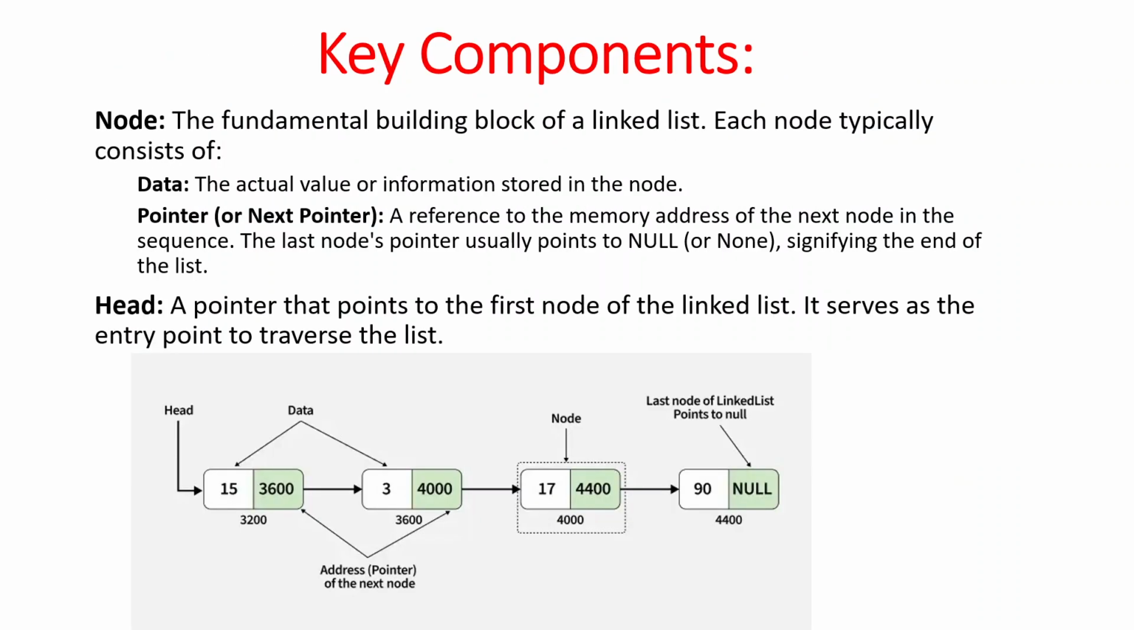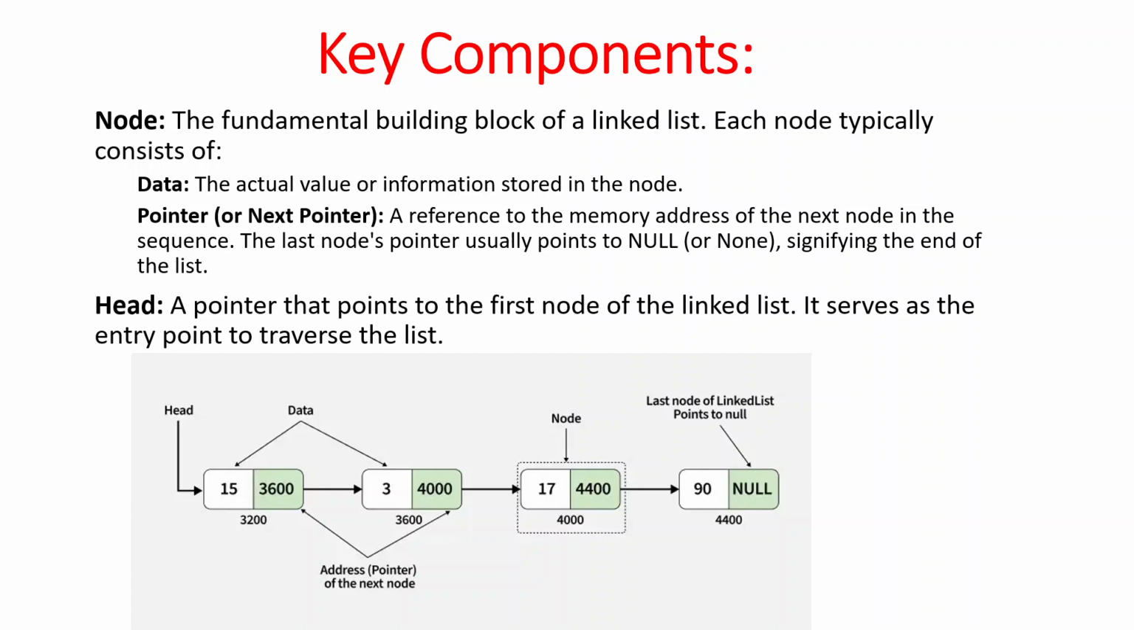So, what are the key components of a linked list? The first part is the node, the fundamental building block of a linked list. Each node typically consists of data, the actual value or information stored in the node, and a next pointer, a reference to the memory address of the next node in the sequence. The last node's pointer usually points to null, signifying the end of the list. Head is a pointer that points to the first node of the linked list. It serves as an entry point to traverse the list.